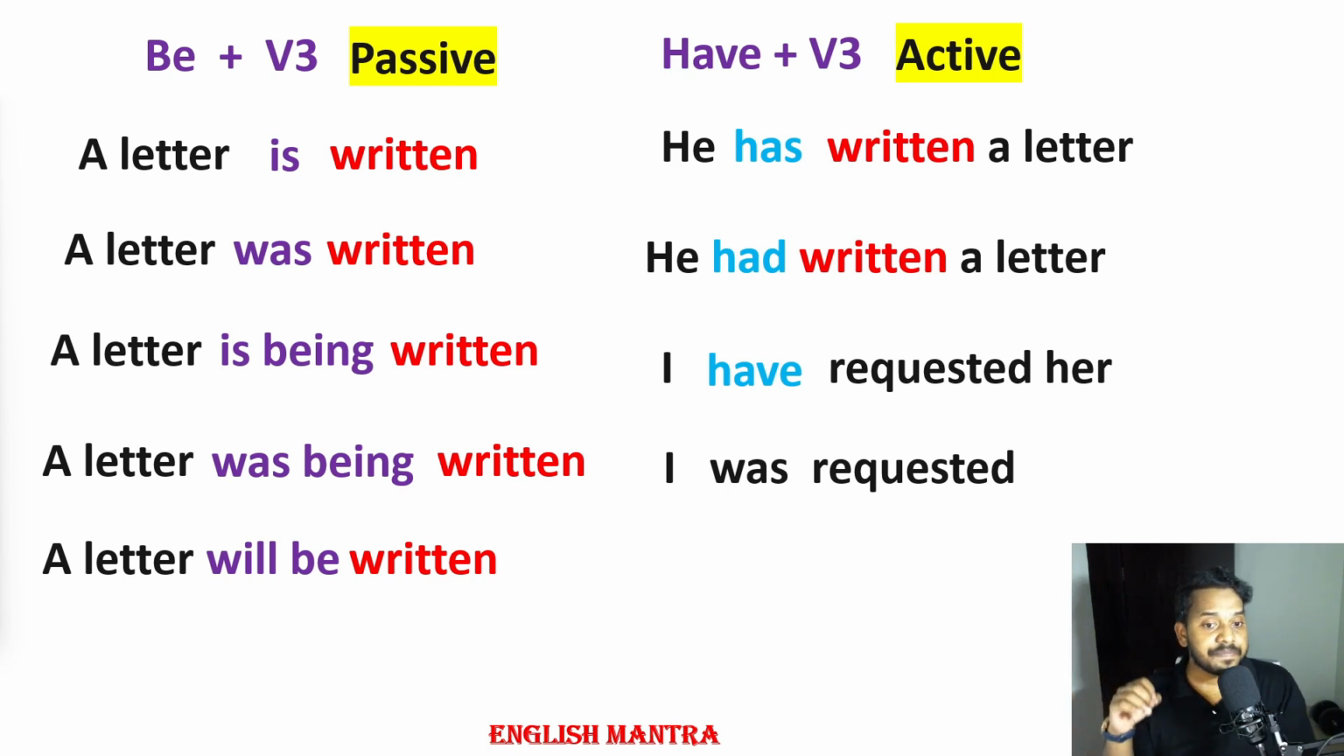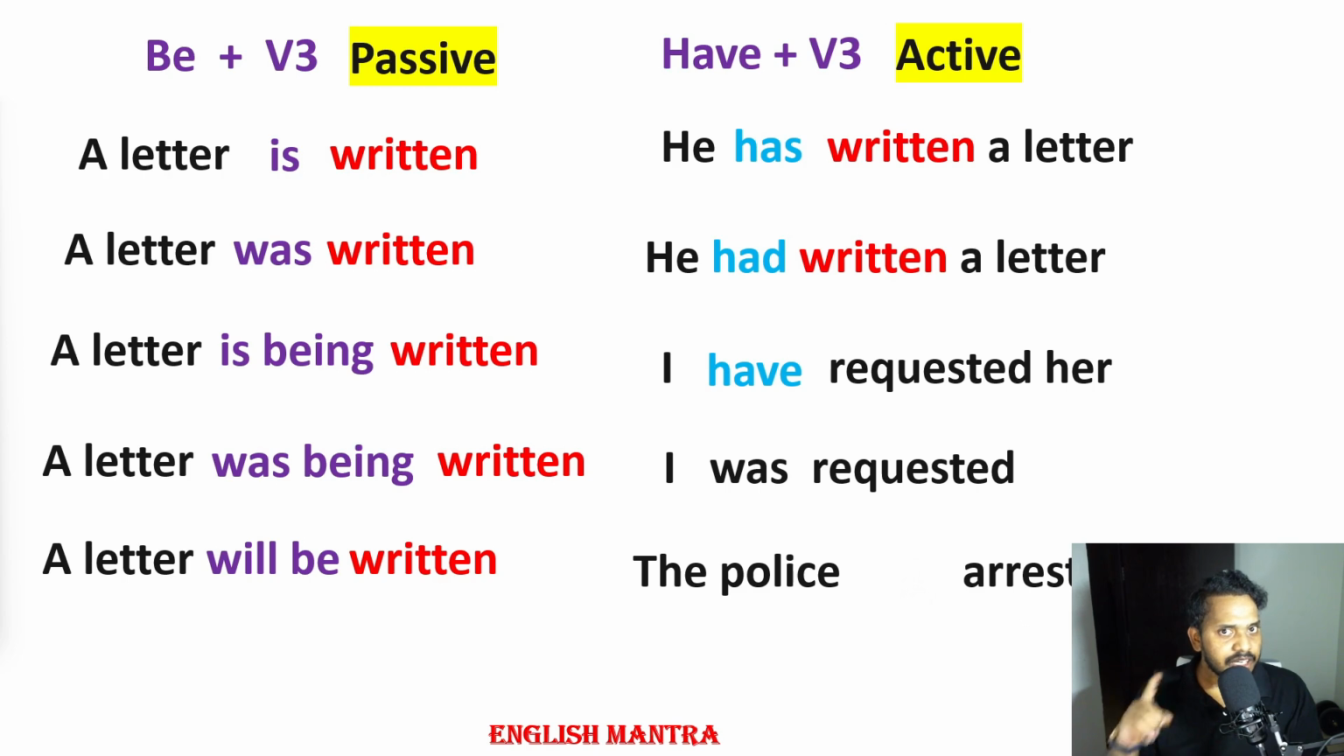Okay, and see this, the police arrested him. Here is this be form plus V3? No, this is just subject plus V2. So this is an active voice. Who arrested him? Police. So doer of the action. Police is the doer of the action. If I place have or had, still it would be in active voice. Who arrested him? The police. Okay, here also the police is the doer of the action.